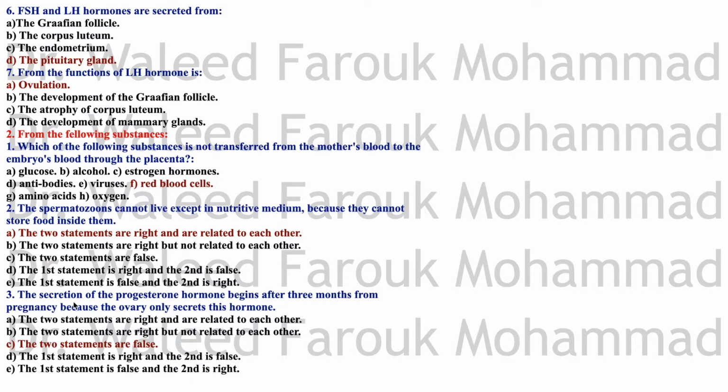The secretion of progesterone hormone begins after 3 months of pregnancy because the ovary only secretes this hormone. This is wrong. It's not true also. The ovary is not the sole provider of the hormones. The corpus luteum does. So the two statements are false.